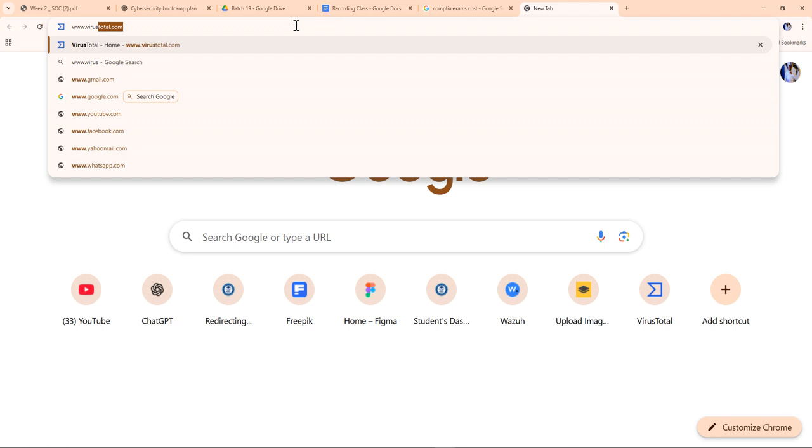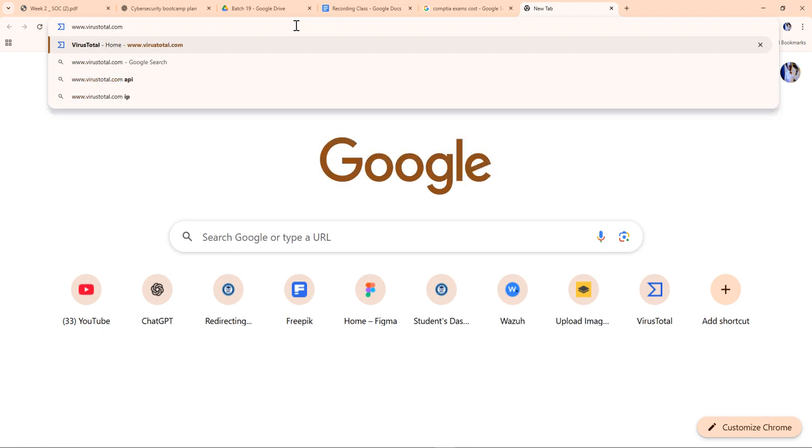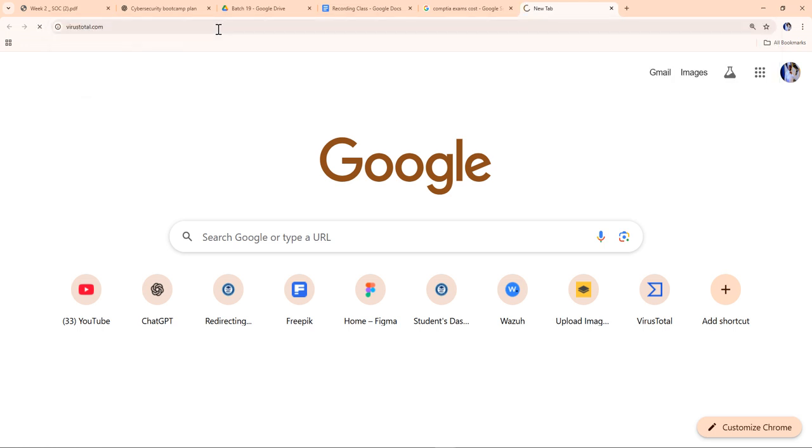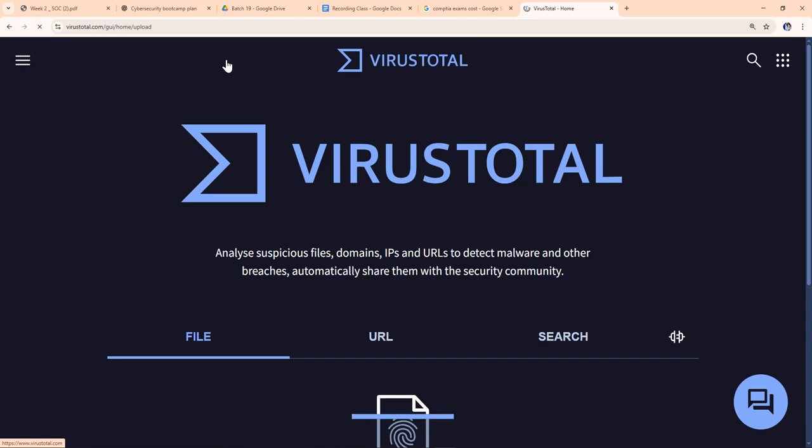www.virustotal.com. So virustotal is together, virustotal.com. Then you send it. You should come to this page where I am now. Yes. You are there, right?